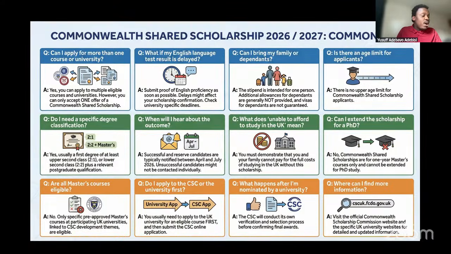No, it doesn't cover undergraduate degree. It's only for postgraduate, taught masters in the UK. So you cannot use it for undergrad. It's for taught masters in the UK in selected eligible universities. Not all universities in the UK are eligible or are listed. So you have to check the Commonwealth Shared website to know the universities and the eligible courses.